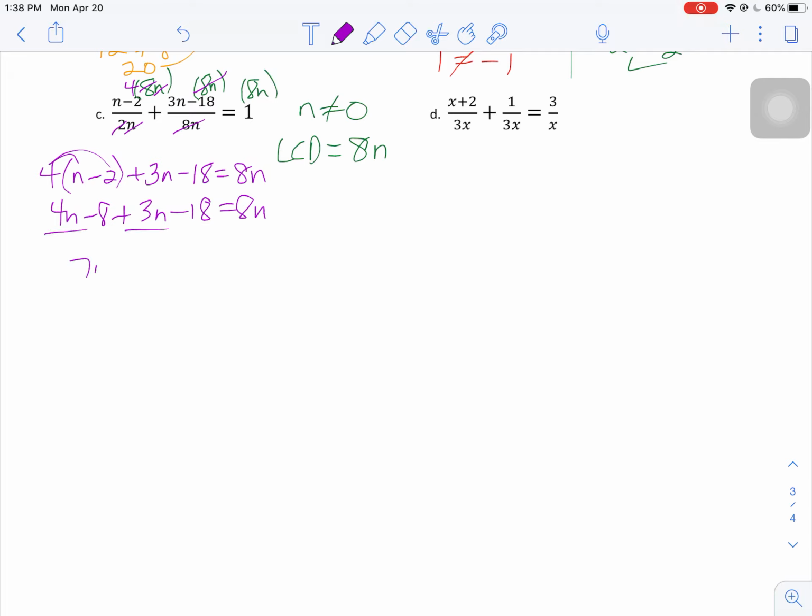So 4n plus 3n is 7n. Negative 8 and negative 18 should be negative 26. And then again, just keep solving. So subtract 7n from both sides. And we get n, and then that's it. Double check and make sure you don't have a domain restriction at the end. So n equals negative 26 is not a domain restriction, meaning yes, we can keep it as an answer. If it happened to be the same as the domain restriction, we would have to cross it out and we would say that there's no solution to this equation.